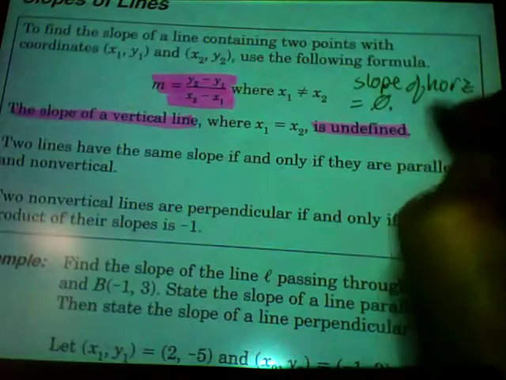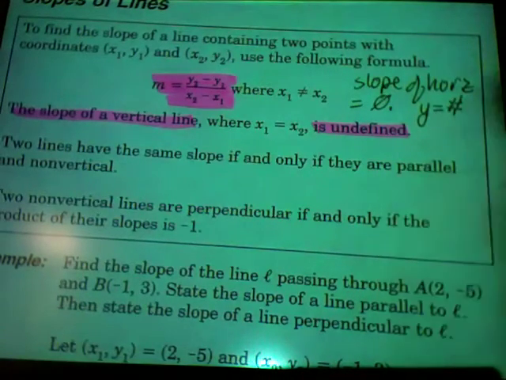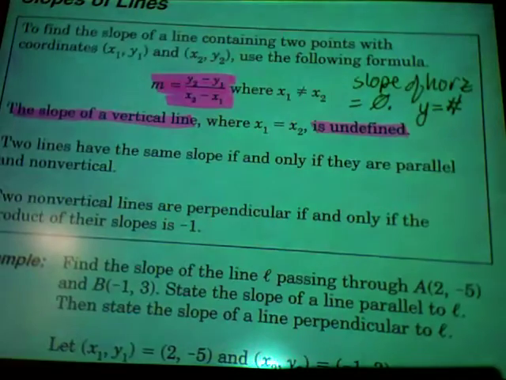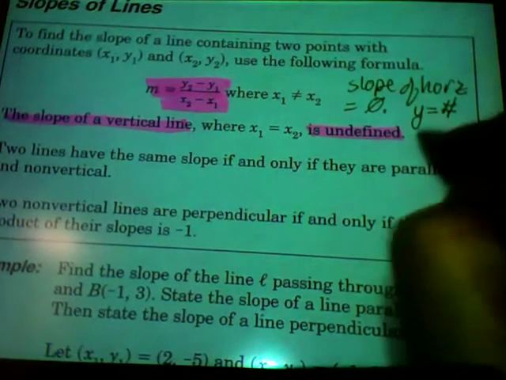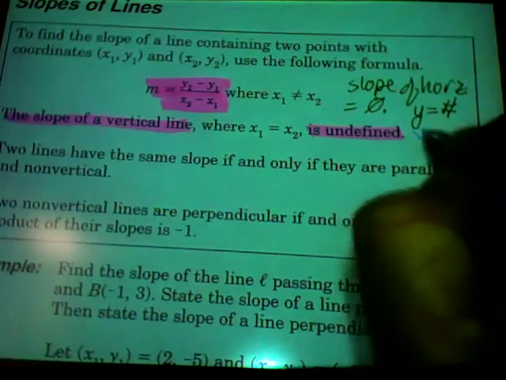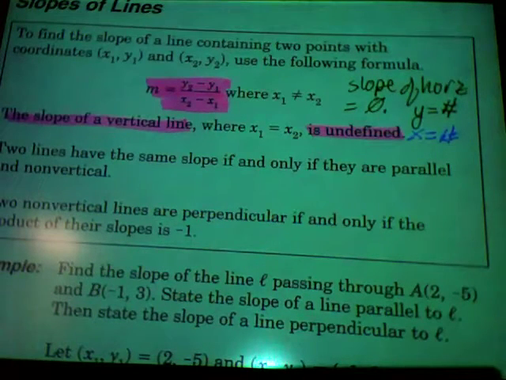And then the equation of a horizontal line would be y equals a number, any number. So horizontal lines go through the y-axis. That's why the equation is y equals. There will be no x in that equation. And the vertical lines go through the x-axis, and so it's going to be x equals a number. So when you only have one variable, x or y, you should know that it's vertical or horizontal.